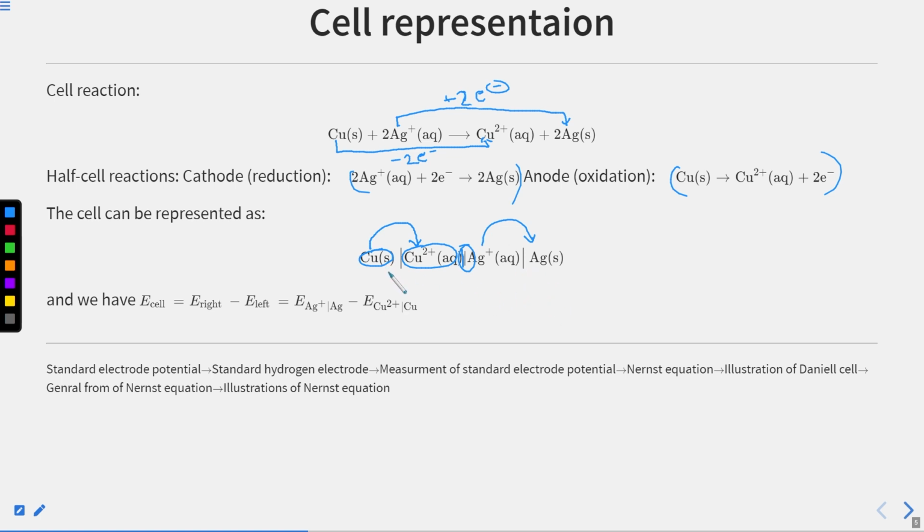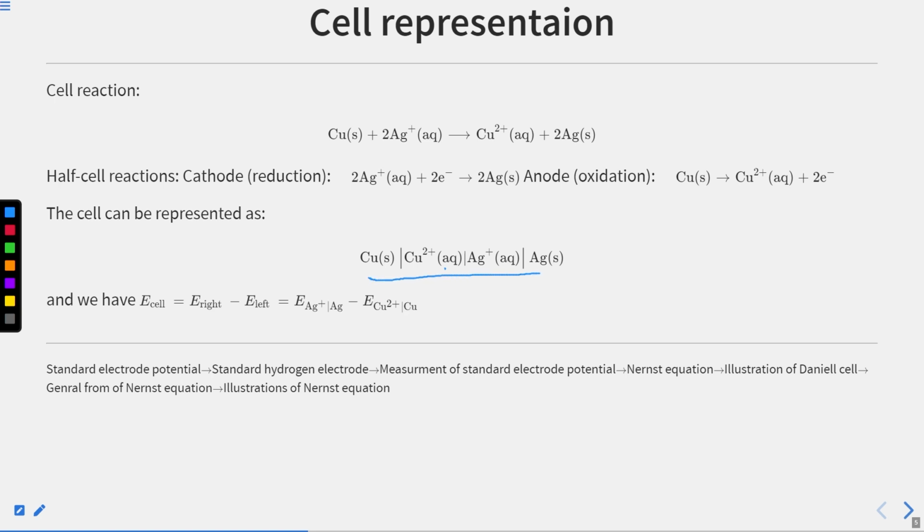Now one more important thing to notice here is that we are moving from here to here. Always keep this in mind that the convention that we are following is that we are moving from left to right. So copper is going to copper 2 plus and Ag plus is going to Ag. So this is our convention, right?